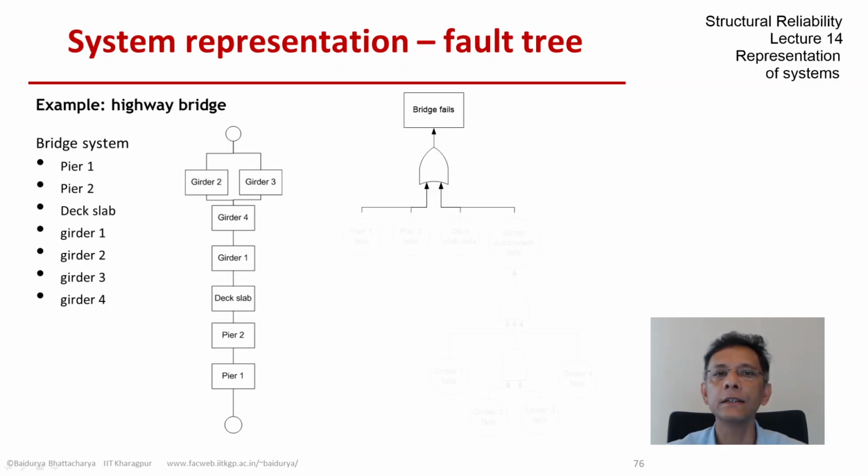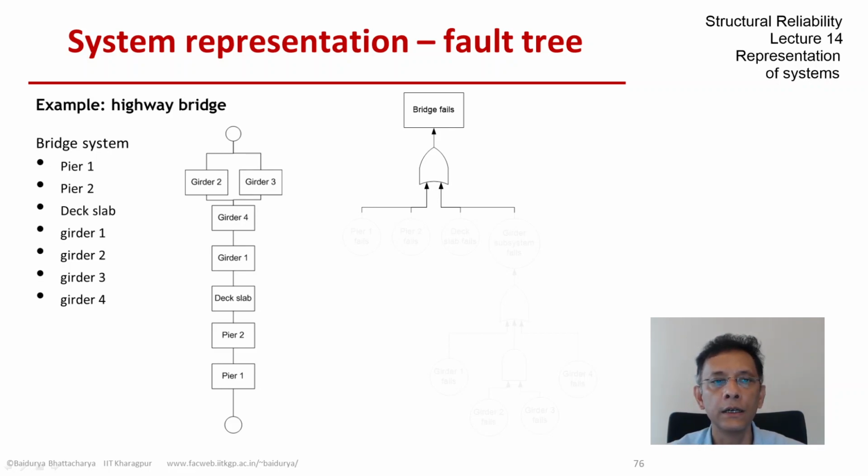So our top event is bridge fails. So that's our system failure. And because most of these elements are in series, we would start with an OR gate. So any one of them failing by itself is tantamount to system failure, and those include the two piers, the deck slab, and so on. So let's take a look at those one by one.